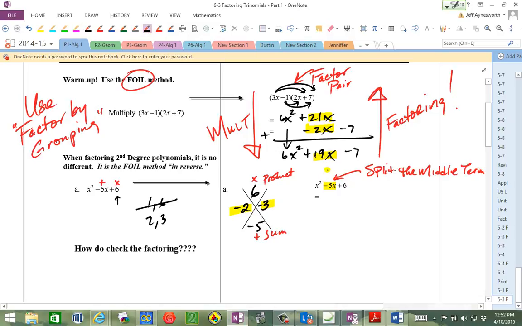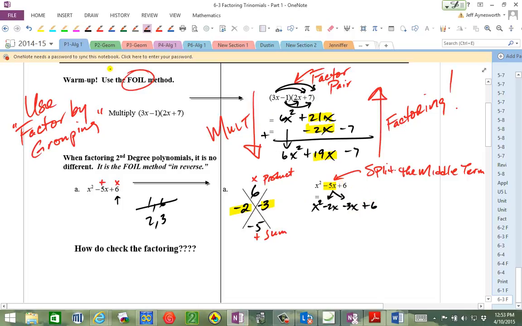Because again, we're working backwards here, so we're going to learn how to take a trinomial, split the middle term into two terms, creating four total terms, factor by grouping, and go backwards into a factor pair. So here we go. I'm going to write x squared first. Now I'm going to split the middle term into negative 2x and negative 3x. So minus 2x, minus 3x, and then I'm going to bring down the plus 6.